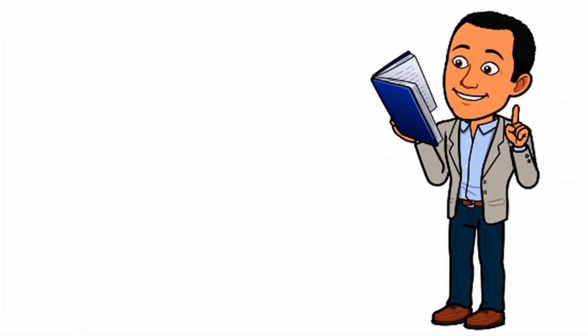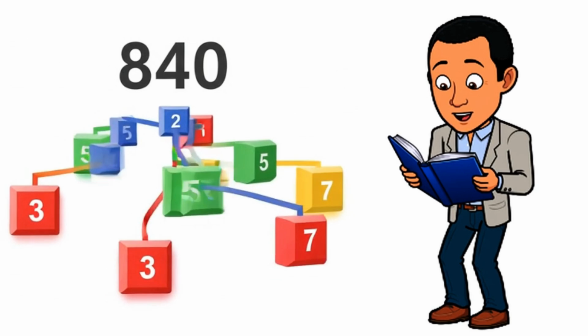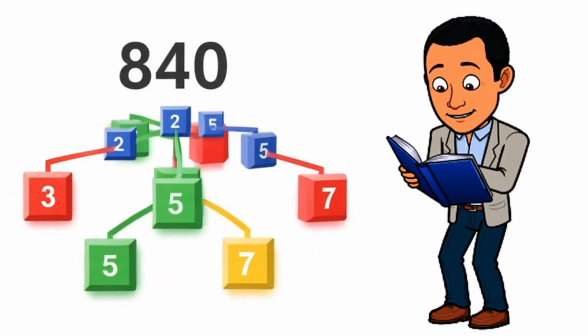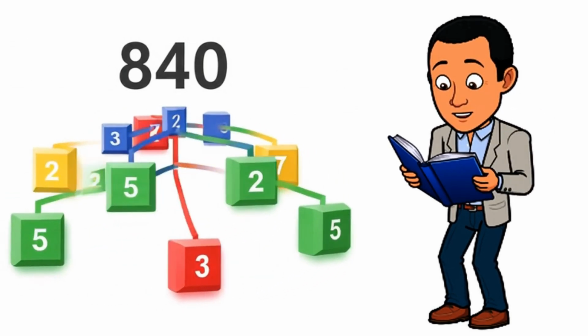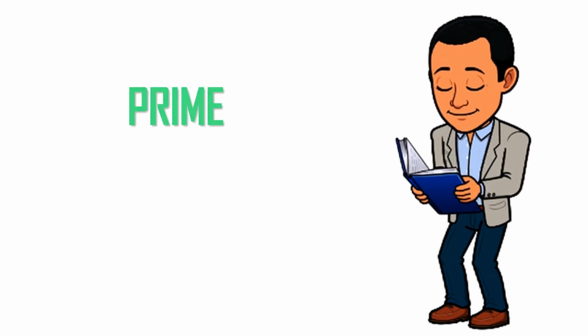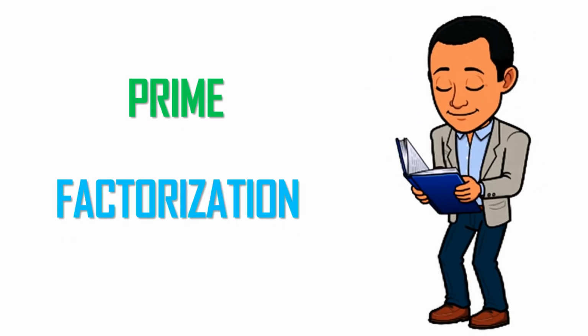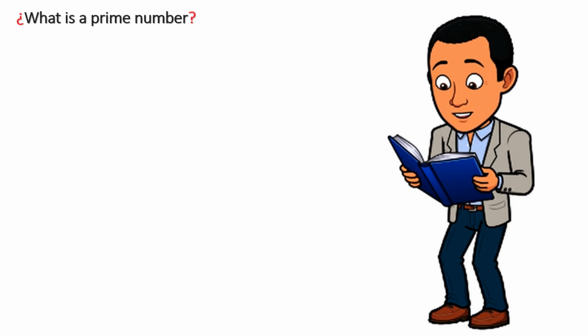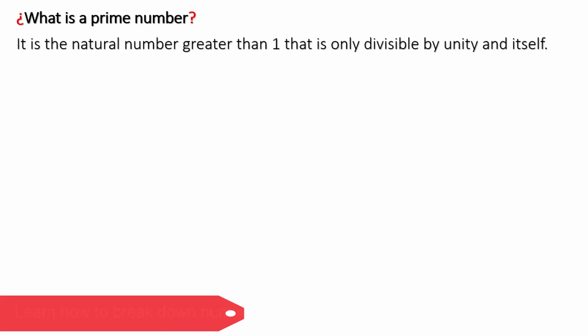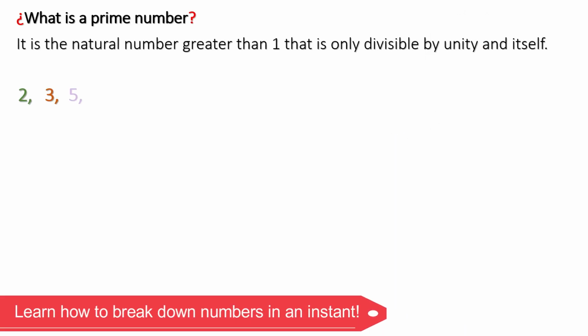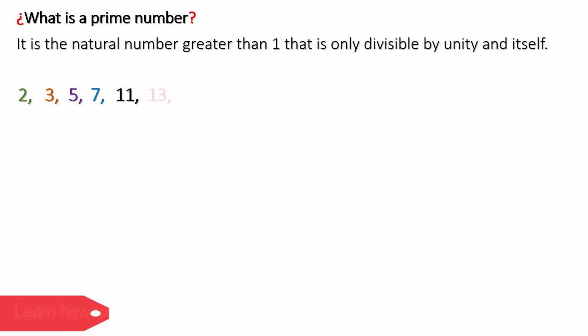Have you ever wondered how to break down a large number into parts that cannot be simplified any further? If you don't know, that's what we do with prime factorization. We find the basic building blocks of the number. First things first. What is a prime number? It is a natural number greater than 1 that is only divisible by 1 and itself.